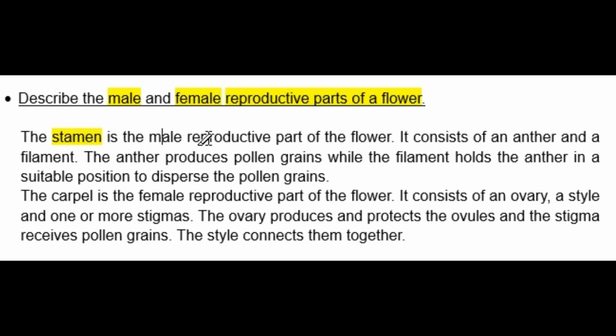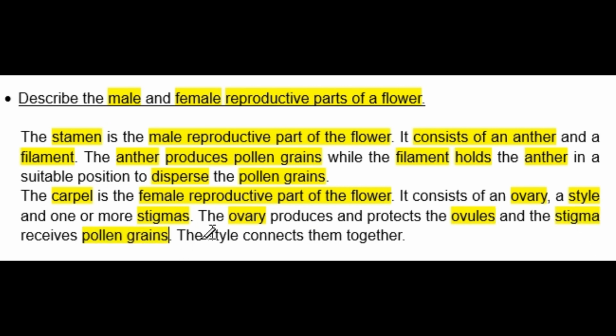The stamen is the male reproductive part of the flower. It consists of an anther and a filament. The anther produces pollen grains, while the filament holds the anther in a suitable position to disperse the pollen grains. The carpel is the female reproductive part of the flower. It consists of an ovary, a style and 1 or more stigmas. The ovary produces and protects the ovules and the stigma receives pollen grains. The style connects them together.